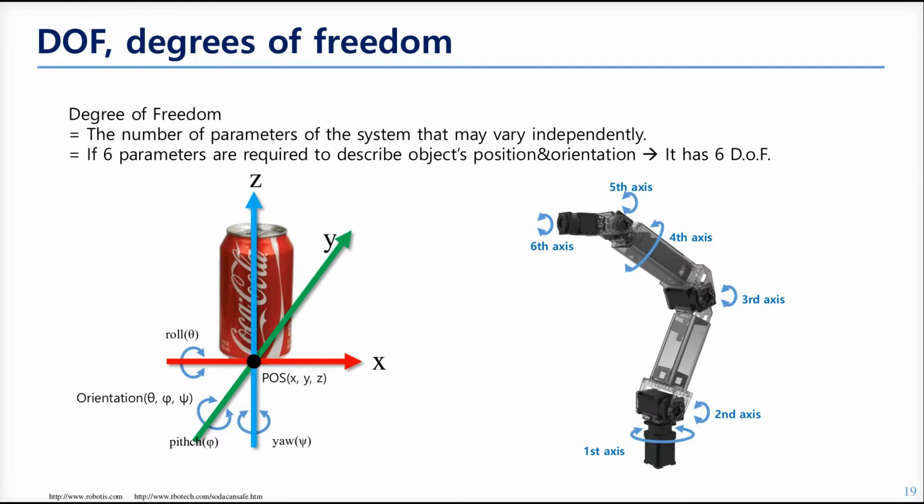In fact, the degree of freedom shows how much the robot can handle the target object. The can on the left side can be posed in 6 degrees of freedom, so to grasp it very well, the manipulator should have at least 6 degrees of freedom.